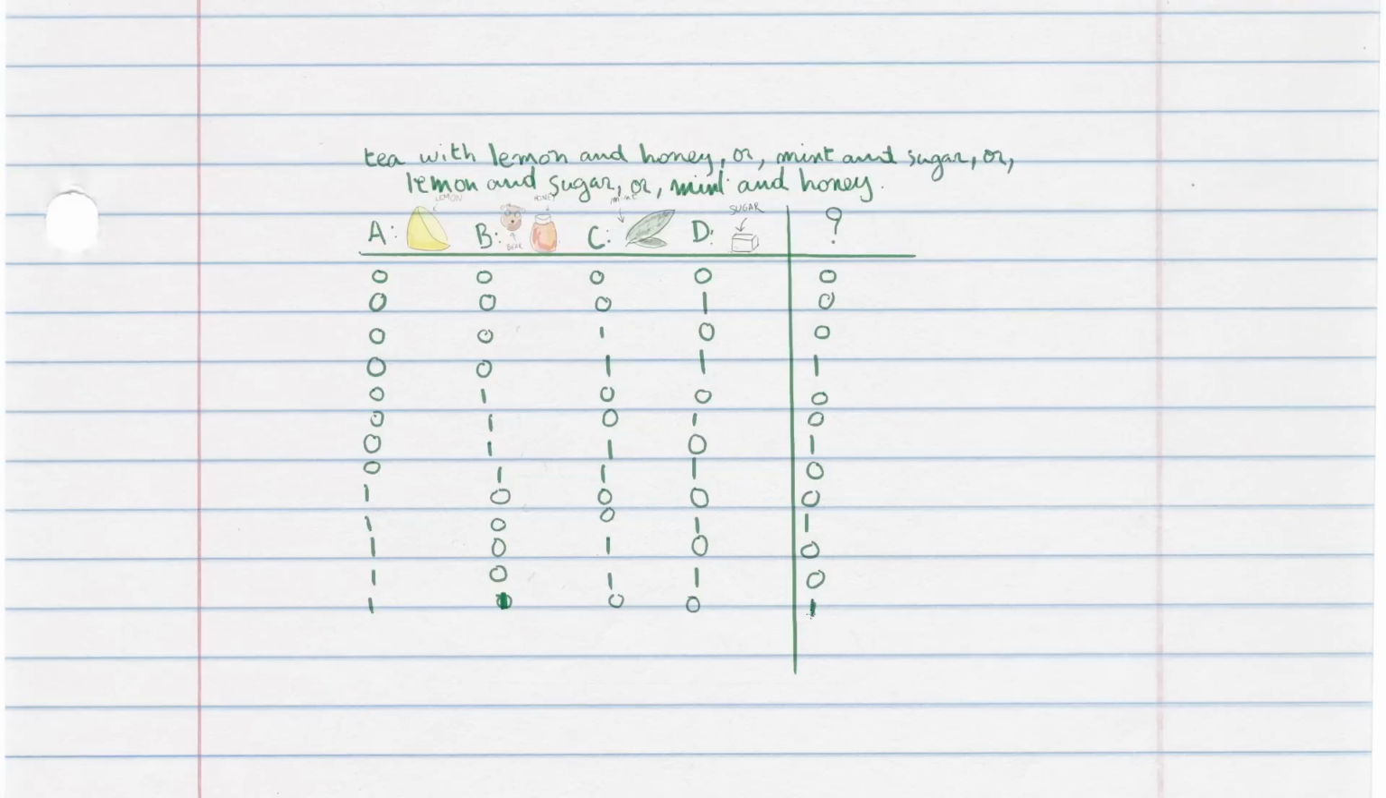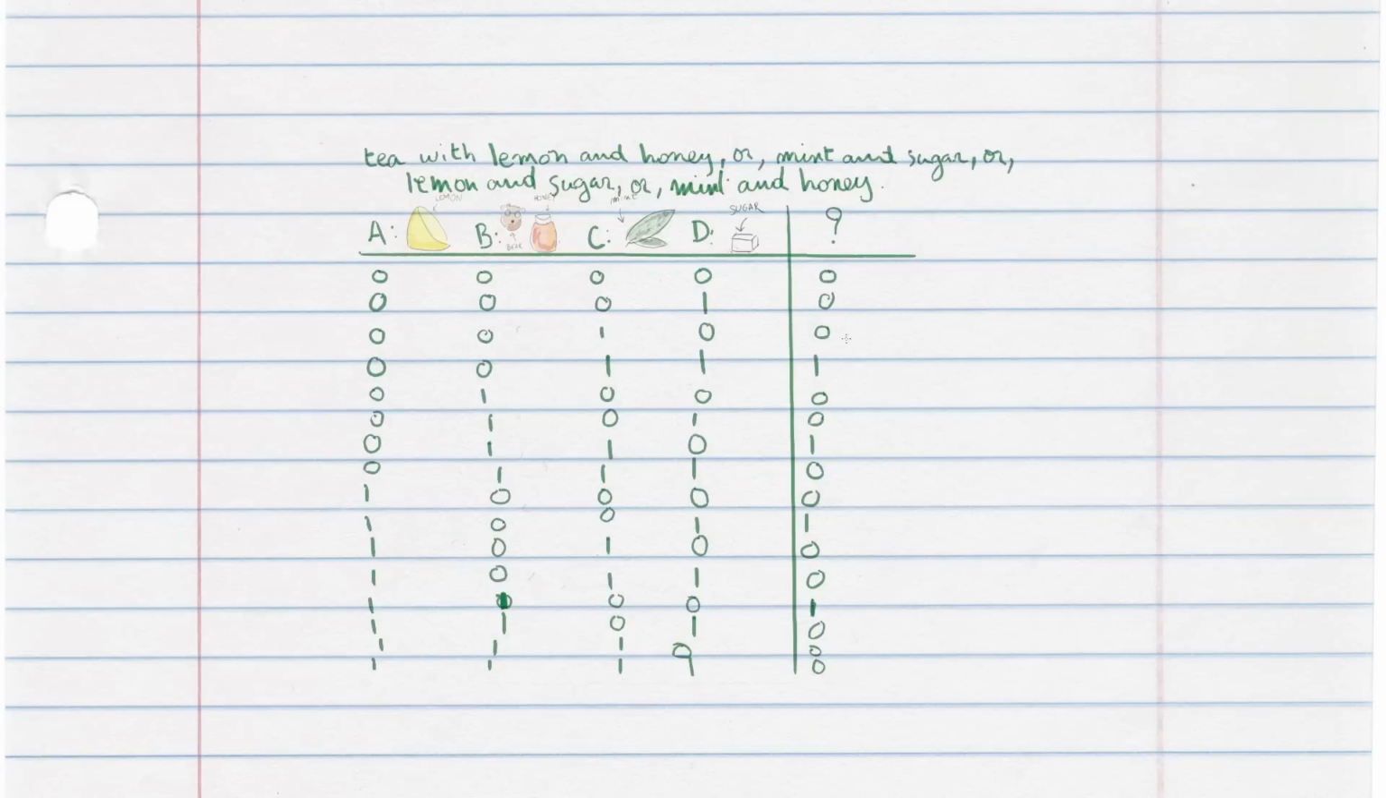Honey and no sugar, so yes, he is going to drink his tea. And we have lemon, honey, no mint, and sugar, so no, that's too much, he's not going to drink his tea. And the last ones: lemon, honey, mint, and no sugar, so he's not going to drink his tea. And finally lemon, honey, mint, and sugar. So no, he's not going to drink his tea.